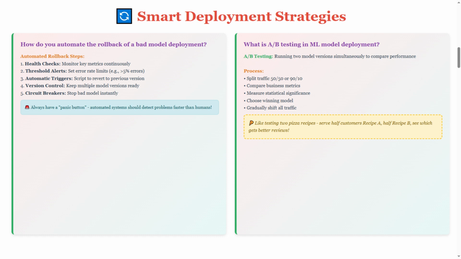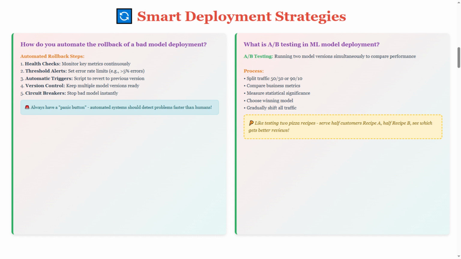Now the tips section reminds us, always have a panic button. Automated systems should detect problems faster than humans. Second question: what is A/B testing in ML model deployment? A/B testing means running two model versions simultaneously to compare performance.